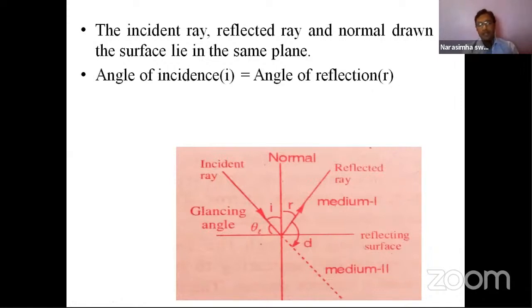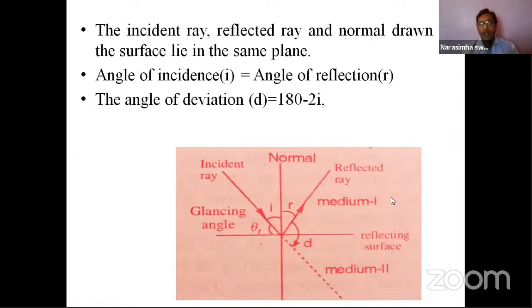So the angle of incidence is denoted with I, and the angle of reflection is denoted with R. Both are equal. And the angle of deviation is denoted with D, and D is equal to 180 minus 2I. Look at the diagram here. Originally, the light ray should travel in this direction as indicated with the dotted line here. So the total angle will be 180 degrees, and the light ray is reflected from the surface.